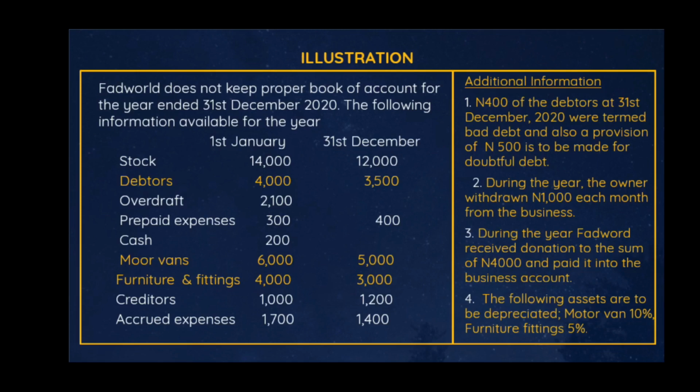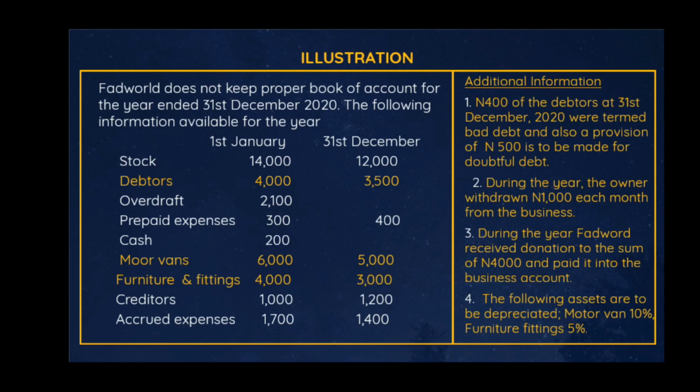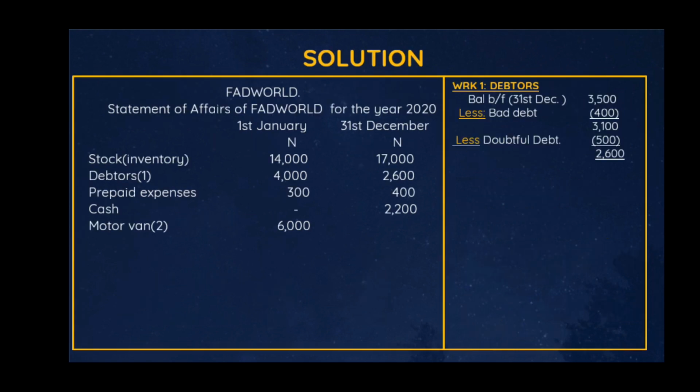So now the next one is motor van. Motor van is an asset, but we are to adjust the motor van. What does the information talk about? Under additional information 4, the following assets are to be depreciated: motor van 10%, furniture and fittings 5%, which means we are to depreciate motor van by 10%. What is depreciation? That is a reduction in the value of an asset as a result of passage of time. So motor van at the beginning of the year is how much? 6,000 naira.